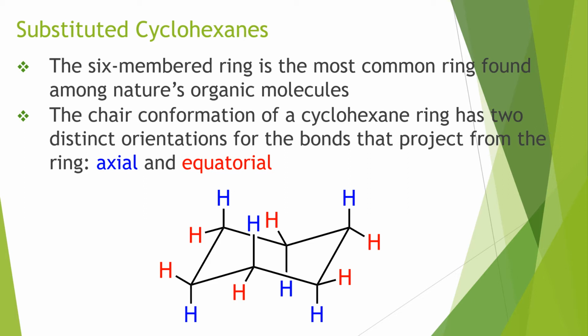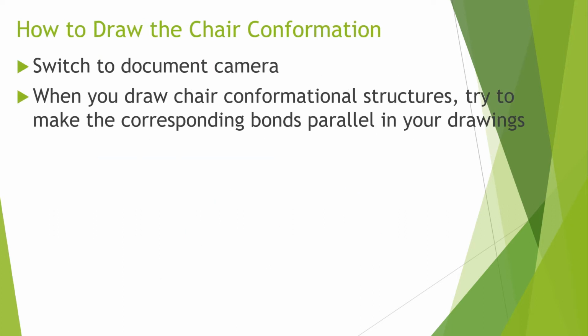And then if you were to look down from the top of the model, you would see the red hydrogens creating a ring around the molecule. They're sticking off to the side. This is why they are called equatorials, because they kind of create like an equator around the molecule. When I do this in class, I switch to the document camera. That's what this is saying.